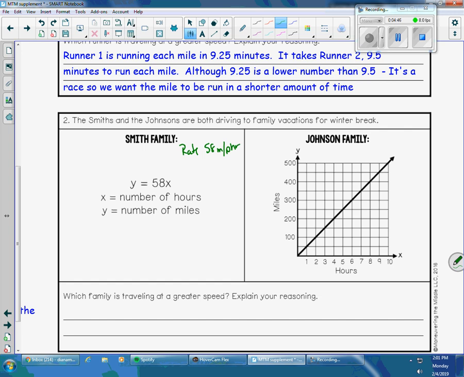Looking at the table, let's figure this out. So it's going up by, let's see, 50s. So if I go up 1, 50, and over, this would be 50 over 1, or 50 miles per hour.